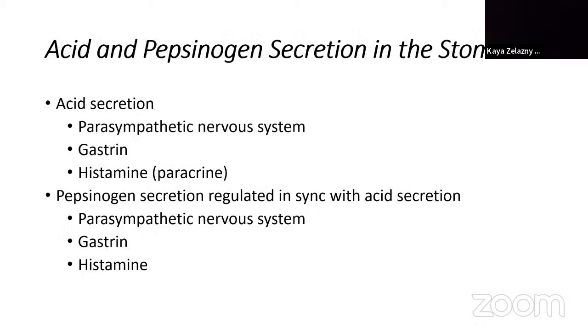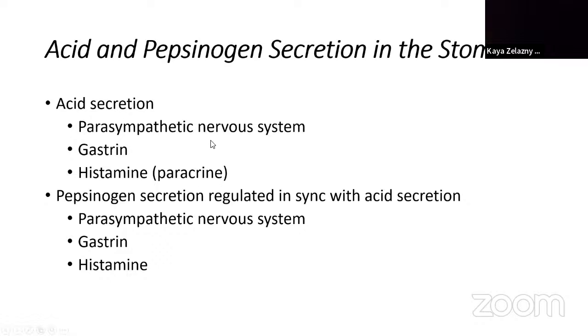Okay. So now we're also going to have to regulate how much acid we're making in the stomach and how much pepsinogen we're secreting in the stomach. We need the acid to activate pepsinogen into pepsin to help us digest proteins. So we're going to modulate these two things relative to: is there food in our stomach? Is there food going to our stomach?